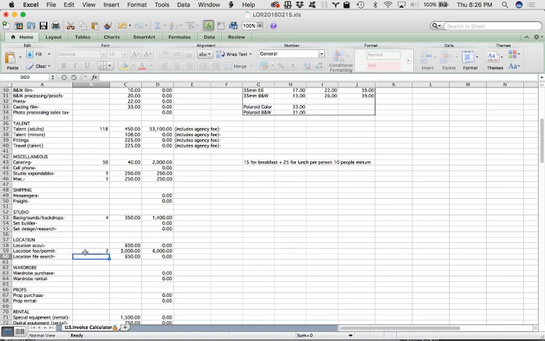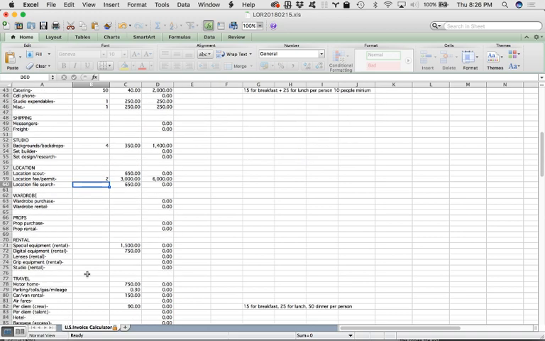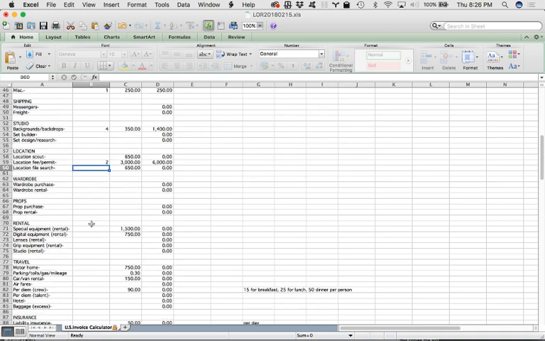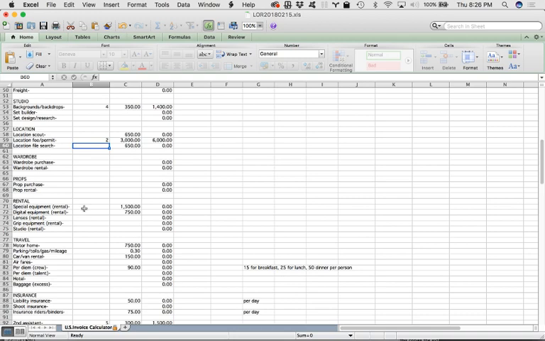Again, I don't need to actually do the file search part in all of this, so I don't need any of that part. Wardrobe, purchase, and rental, we said we don't need to do any of that. Props, we're not doing any of that.